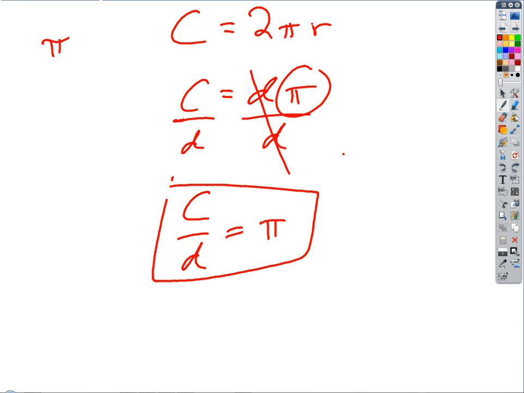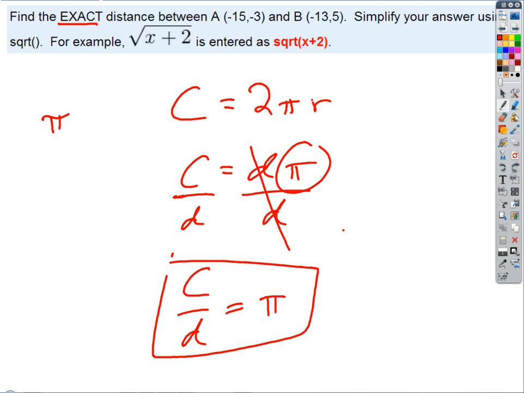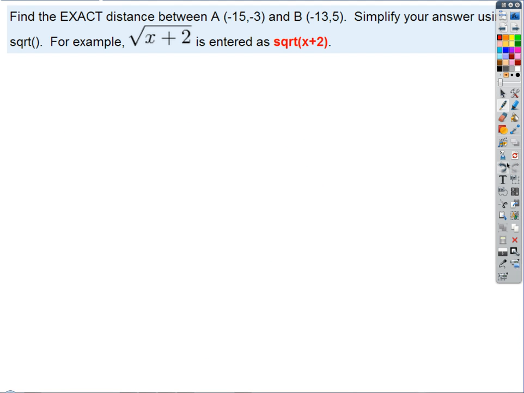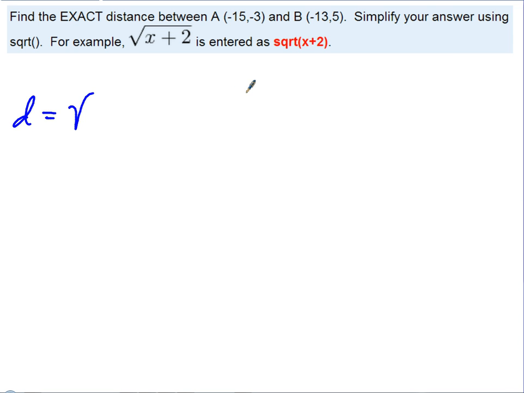All right. But back to our problem. We want an exact answer. So we're going to do the same stuff we did before, only we're just not going to round the decimal. So what does the distance formula tell us here then? Square root of what? Somebody hasn't helped us out yet. Get us started on this. What goes into the formula?